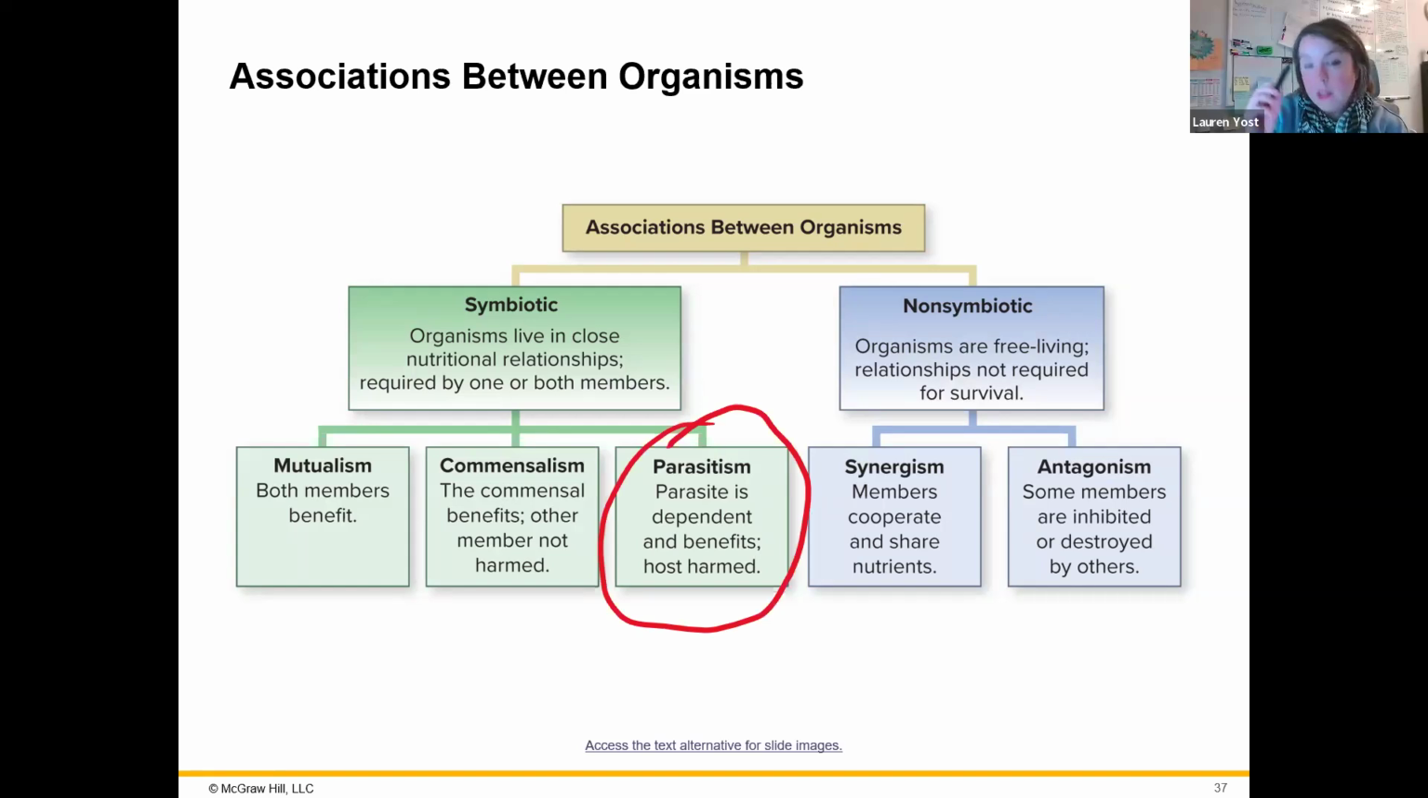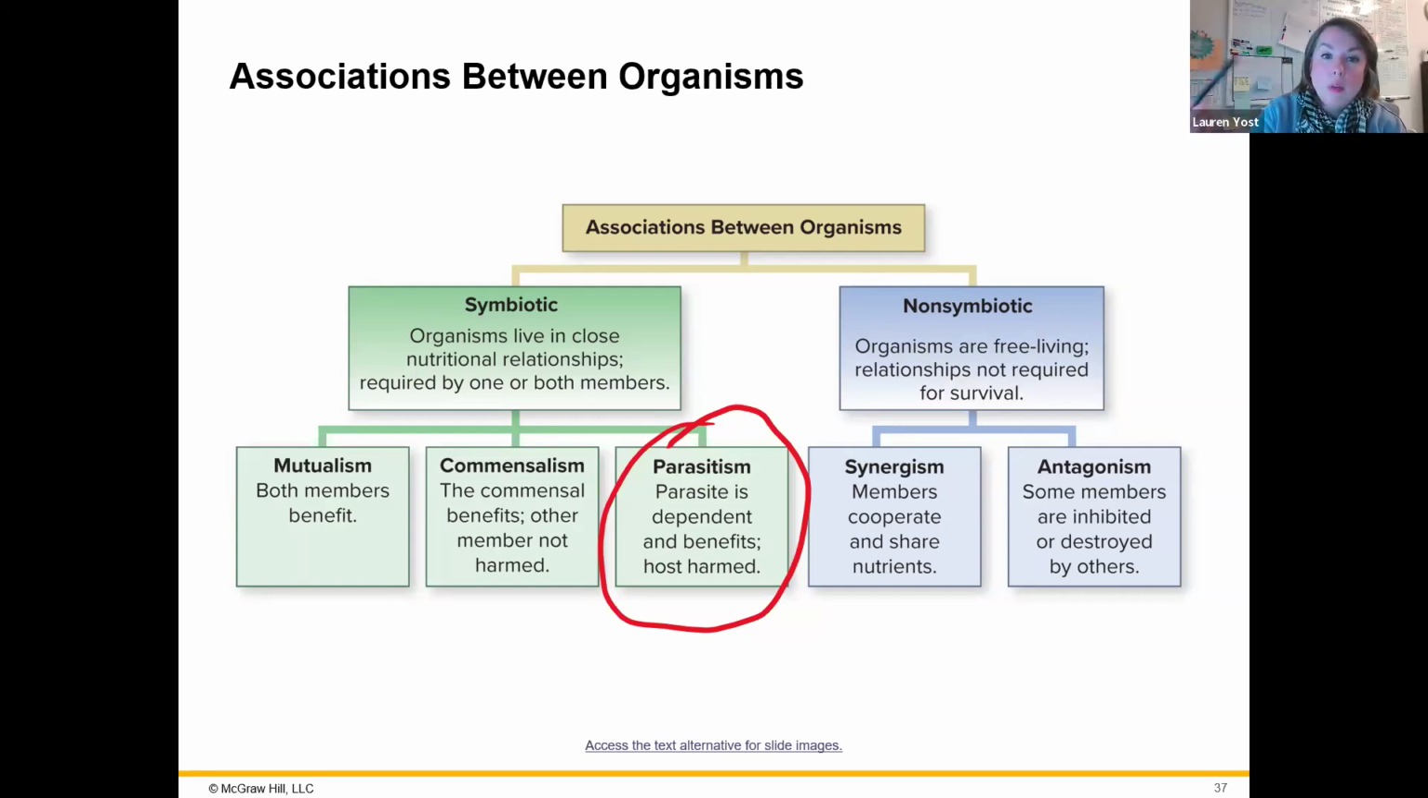When one organism is benefiting and then harming their host, that's parasitism. So most of the time, anytime you're infected with a pathogen, the pathogen is the parasite and you are the host. Parasitism is referring to this symbiotic relationship. Parasitism is a type of symbiotic relationship.